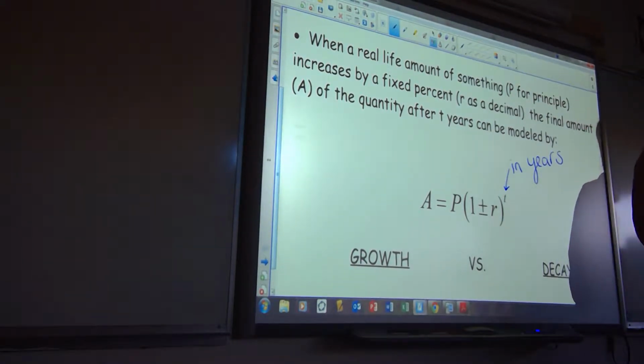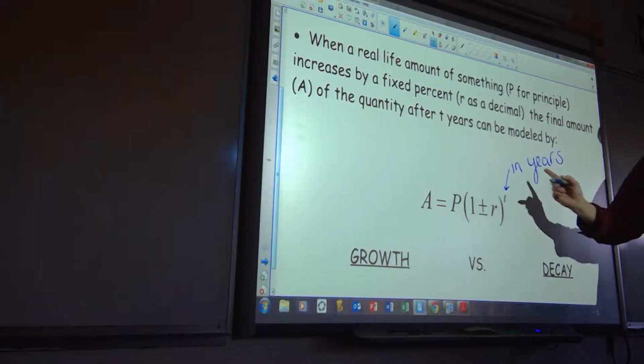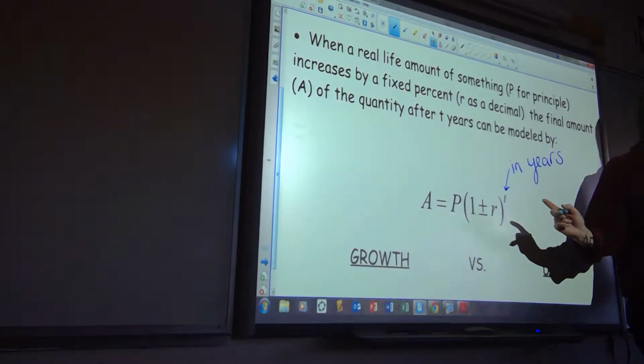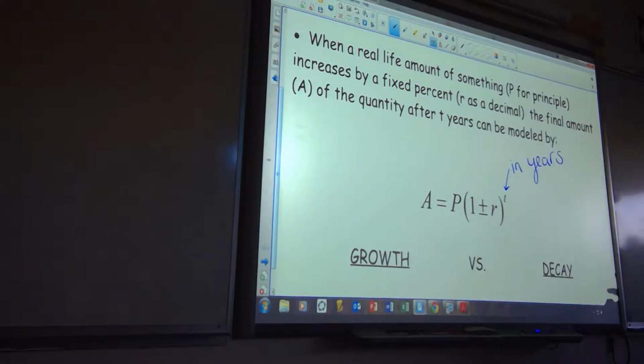So what if the word problem says, how much do you have after 6 months? What will this be? 0.5. Good. So yeah, you'll have to make sure you're always being careful with that.